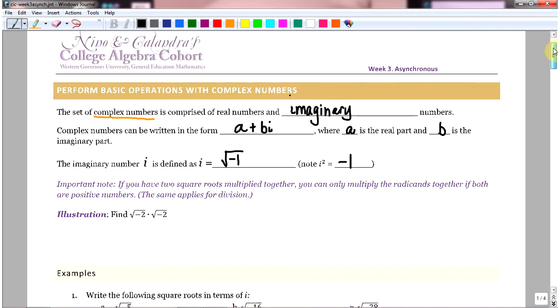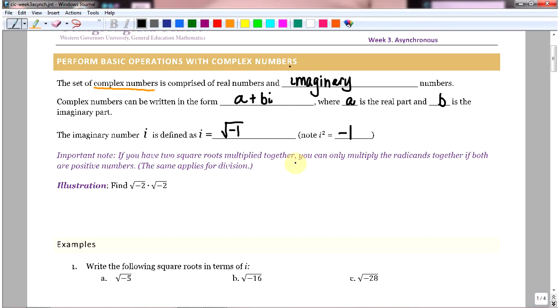So an important note is that if you have two square roots multiplied together, you can only multiply the radicands, the part under the square roots, together if both are positive numbers. The same applies for division. So if you look at this illustration where we have the square root of negative 2 times the square root of negative 2, this important note is telling us that we cannot change that to the square root of negative 2 times negative 2, which would equal the square root of positive 4, which is equal to 2. We can only do this if those are positive numbers under the square root.